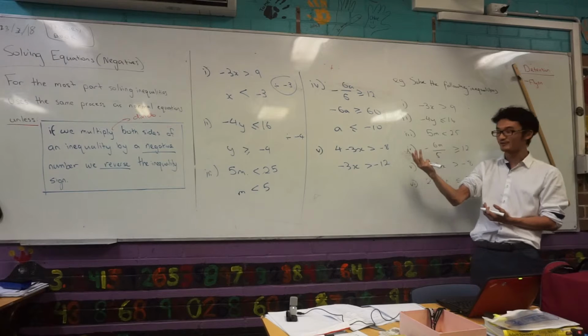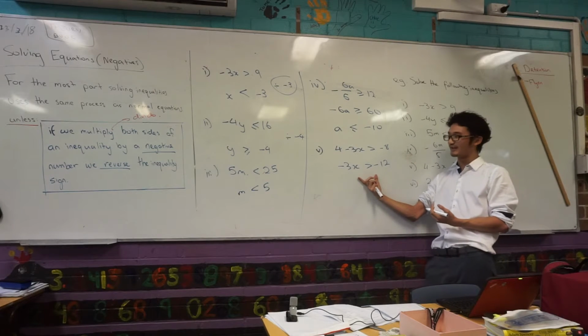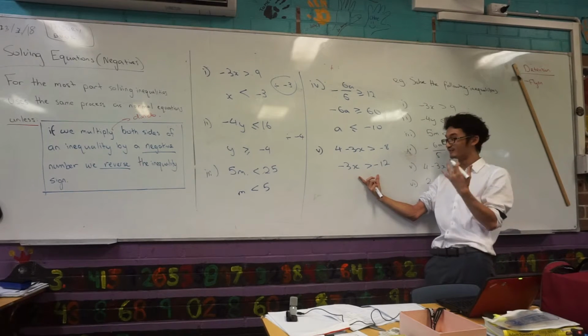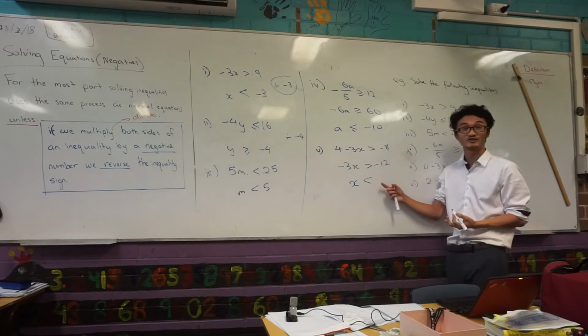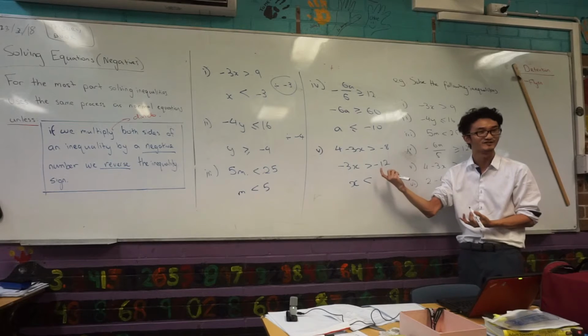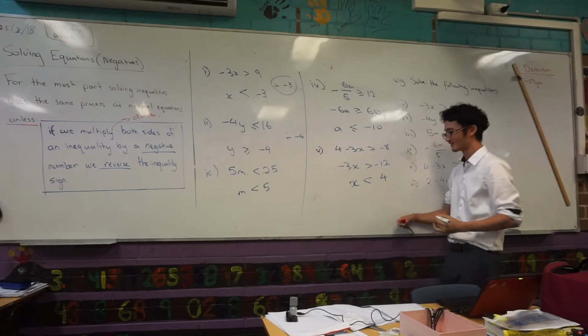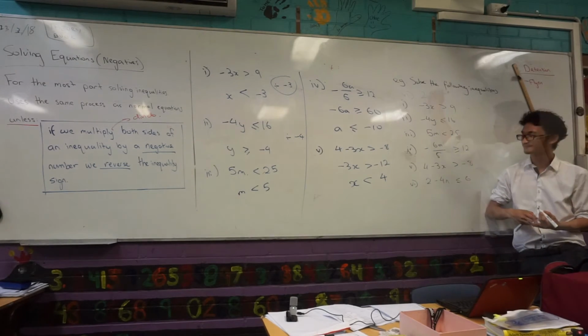Again, I'm just thinking about opposite operations. I want to get that x by itself. So again, I'm thinking about dividing both sides by negative 3. I've got x here. But remember, I've got to swap that inequality symbol if I divide both sides by a negative. So you should get positive 4 then.